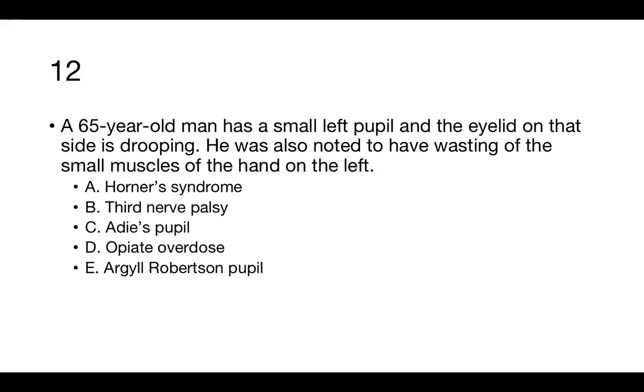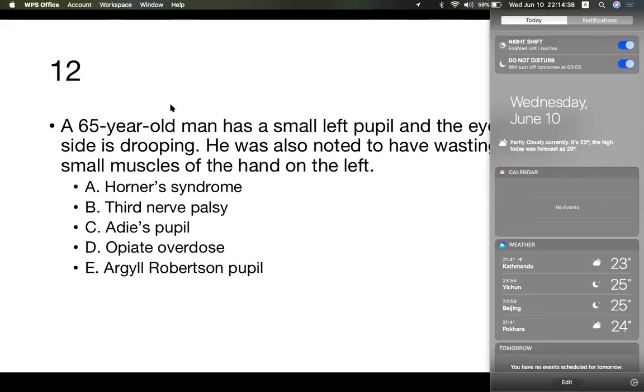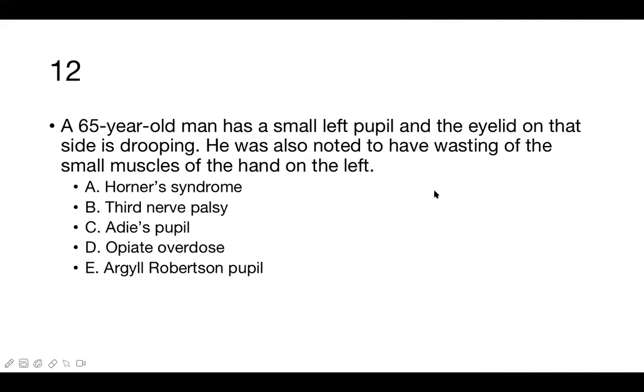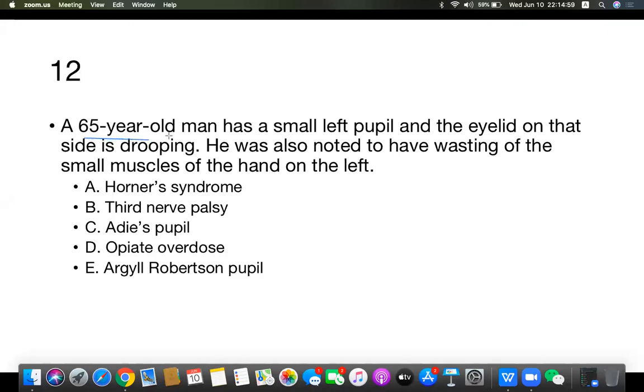Okay, so let me explain this. This is the last case for today, and we don't have enough time also. Now see here. This is a 65-year-old man who has a small left pupil, and the eyelid on that side is drooping. Now let's analyze one after the other. Very old person. Small left pupil, this is miosis. And the eyelid on that side is drooping, this is ptosis. So we have two components of Horner syndrome.